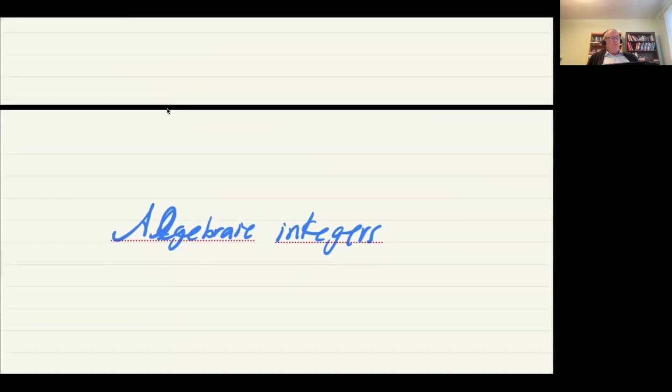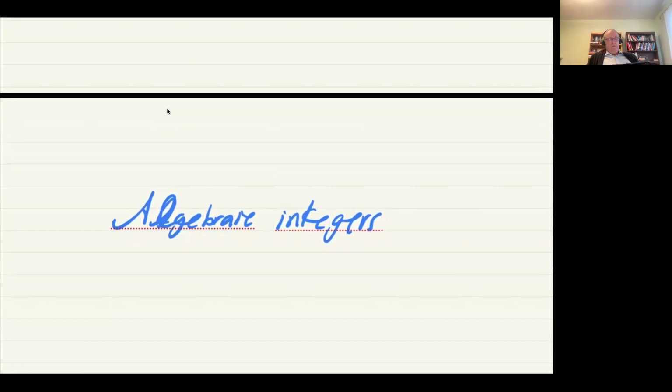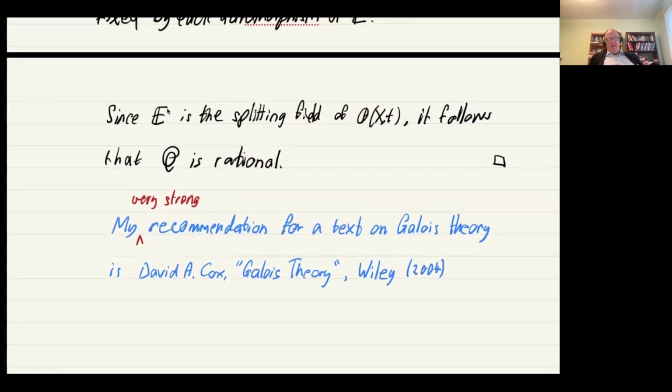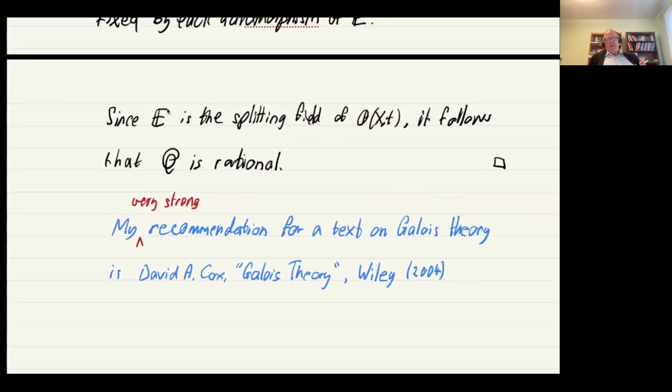So what's the time? Okay, perfect timing. As I said, we are going to need to do some number theory, and the machinery we need is stuff related to algebraic integers. An algebraic integer is a root of a monic polynomial with integer coefficients.